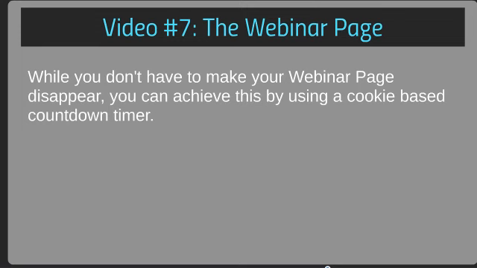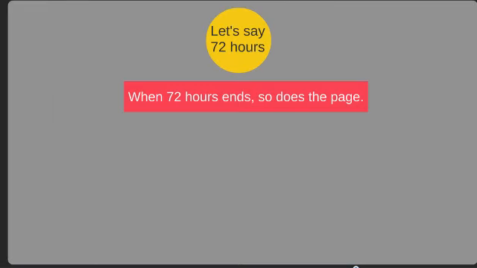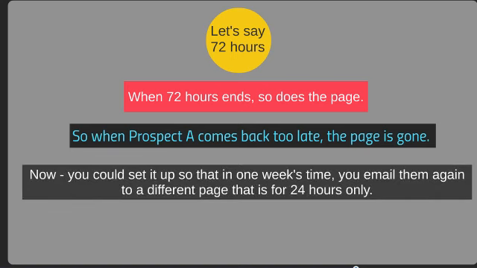Now, while you don't have to make your webinar page disappear, and you don't necessarily have to use the close or anything like that, you can achieve this if you want to by utilizing a cookie-based countdown timer. So that when prospect A comes to the page, they see it for, let's say, 72 hours. But they're warned that it's actually going to disappear, and when they come back to the page and it has ended, it will have disappeared. So 72 hours, it ends, so does that page. If they come back, the page is gone.